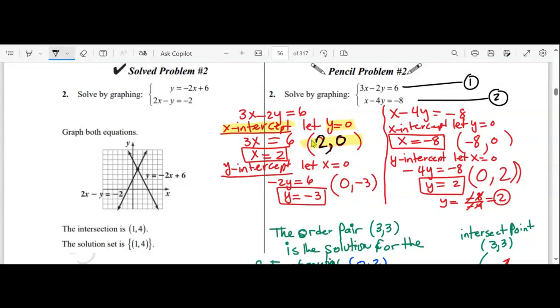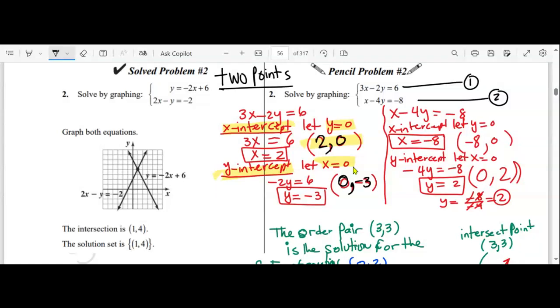I got the first point, but I need another point, because minimum we have to have how many points? 2 points. We'll apply the y-intercept. So for the y-intercept, let x equal what? 0. Is this a rule? Yes, it's a rule. So you're going to get negative 2y equals 6. So y equals how much? Negative 3. So what's your second point? 0, negative 3. I'm done with the first equation.